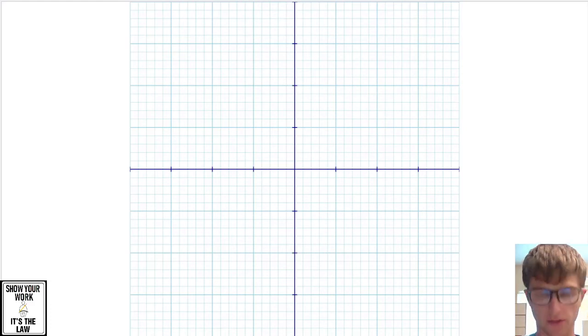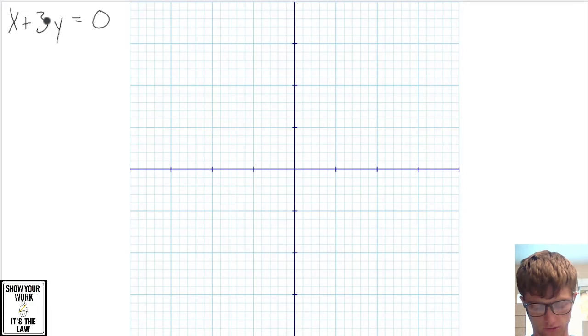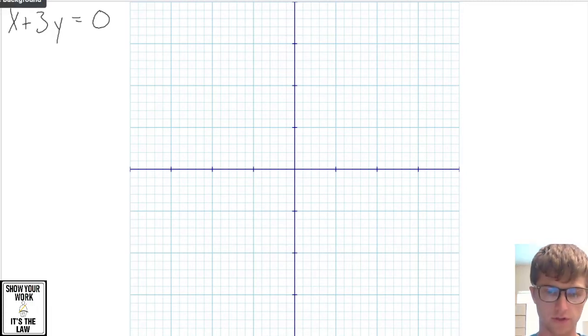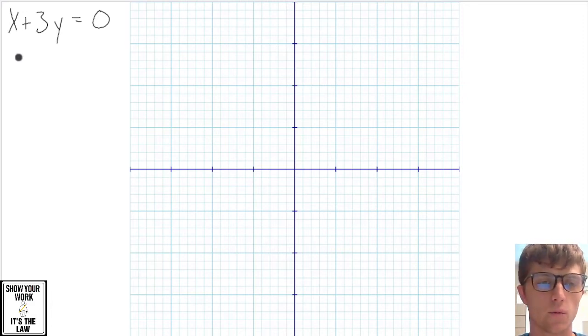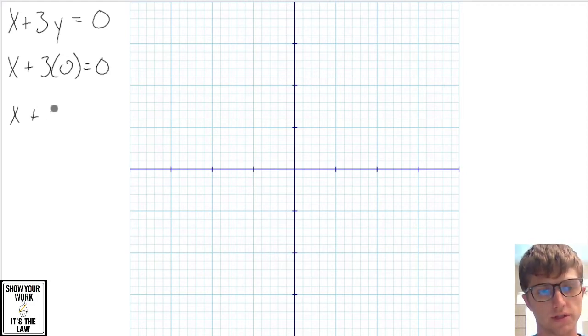And let's take a look at 3.2c. It gives us the equation x plus 3y equals 0. And the same thing, it wants us to find our intercepts and then graph the equation. So first, let's start by finding our x-intercept and set y equal to 0. So x plus 0 equals 0, x equals 0.